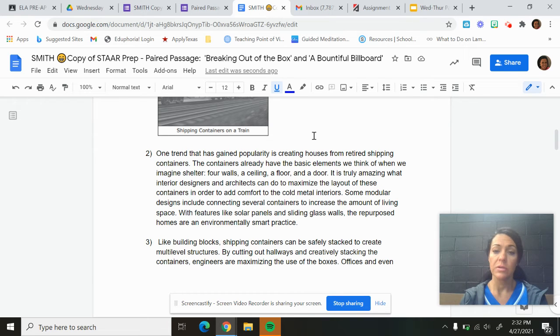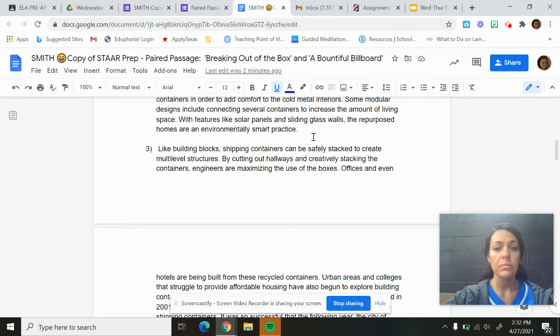With features like solar panels and sliding glass walls, the repurposed homes are an environmentally smart practice. And if you guys want to check this out, there's tons of shows online right now that are doing this. Like building blocks, shipping containers can be safely stacked to create multi-level structures. By cutting out hallways and creatively stacking the containers, engineers are maximizing the use of the boxes.